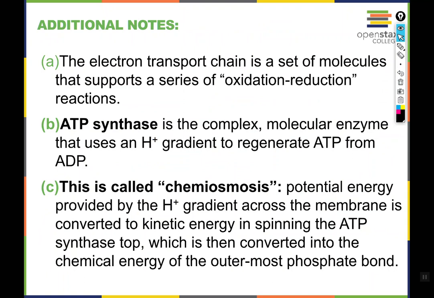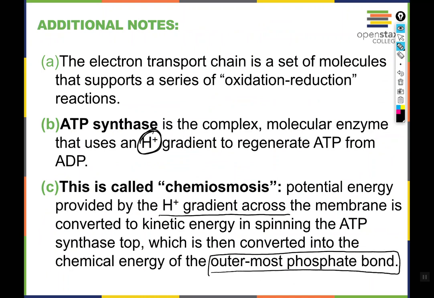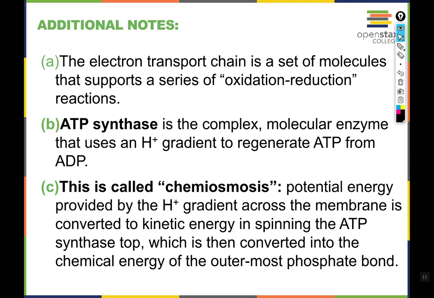ATP synthase is the complex molecular enzyme that uses that proton gradient to regenerate ATP from ADP. So we call this chemiosmosis, and this just is a word that means the potential energy provided by that proton gradient across the membrane is converted to kinetic energy when ATP synthase spins around, and that kinetic energy is converted into chemical energy, which is stored in the outermost phosphate bond of ATP. So that's all stuff I just told you. It's just if you like it in words style, here you go.